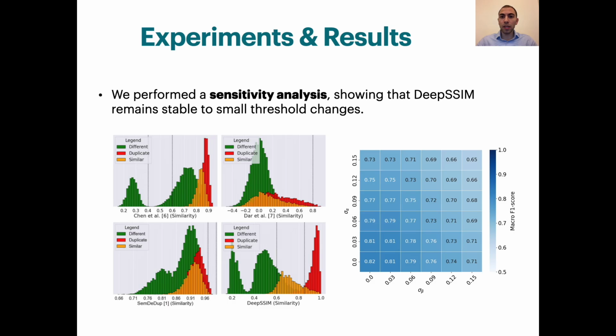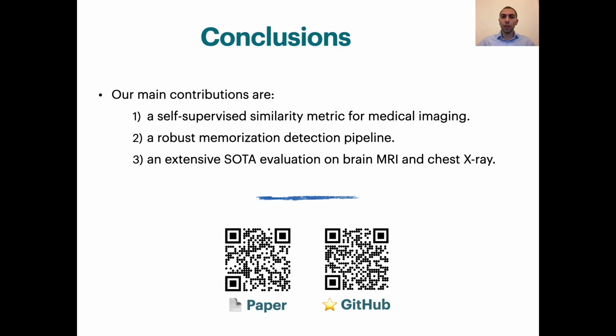The figure on the left presents the distribution of similarity scores obtained by each method across the different classes. While the baseline methods struggle to distinguish between classes, our proposed approach produces well-separated score distributions. The figure on the right, instead, presents a sensitivity analysis showing that Deep SSIM remains stable even when the thresholds change. So, to recap, our key contributions are a self-supervised similarity metric for medical imaging, a robust memorization detection pipeline, and an extensive state-of-the-art evaluation on brain MRI with chest X-ray tests.